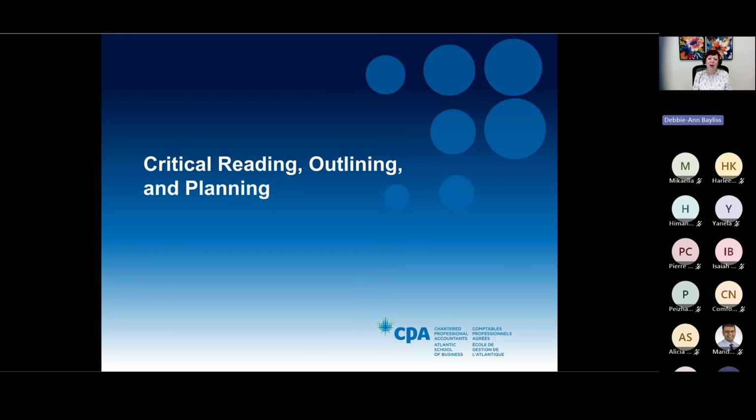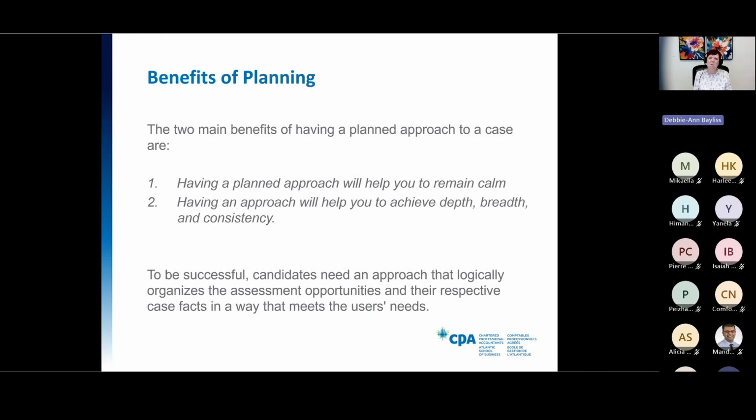So let's start with critical reading, outlining, and planning. So what are the benefits of planning? There's really two main benefits. The first one is having a planned approach will help you remain calm.